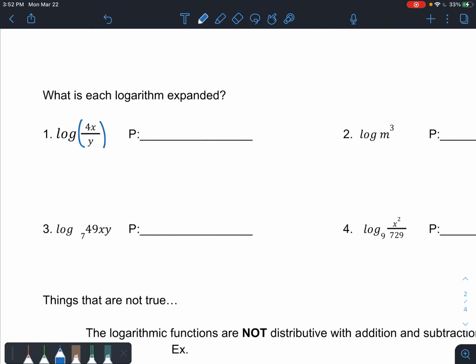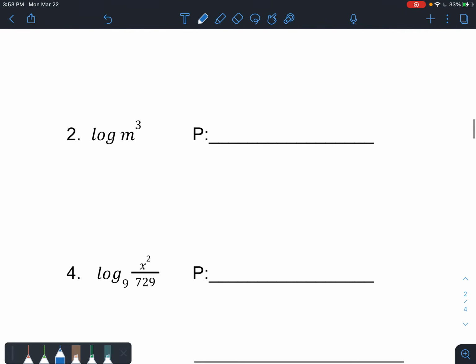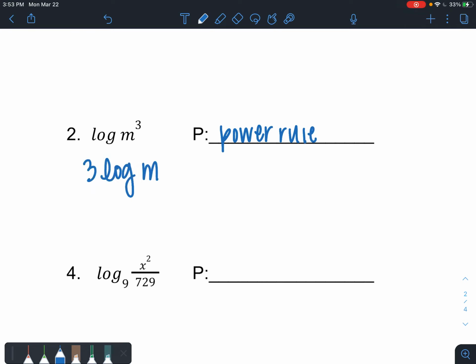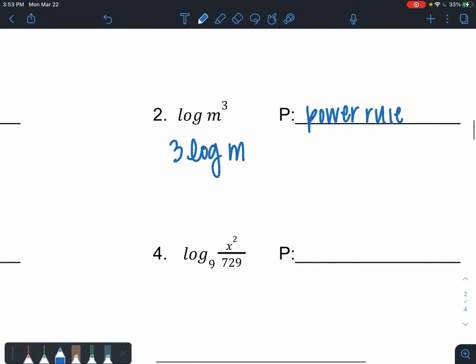So I have log of 4x over y. So that's going to be using the quotient rule. And so when we have division, that turns into subtraction. So I have log of 4x minus log of y. And the base is an invisible 10, so we don't need to write it. Let's look at number 2. I've got an exponent, so I'm going to use the power rule. I'm going to move that 3 to the front, so I get 3 log m. Again, no base on that one.